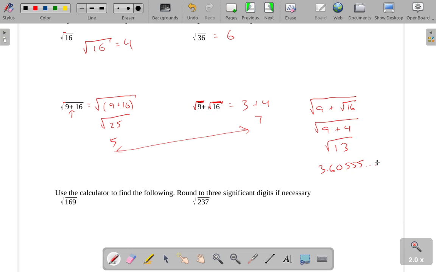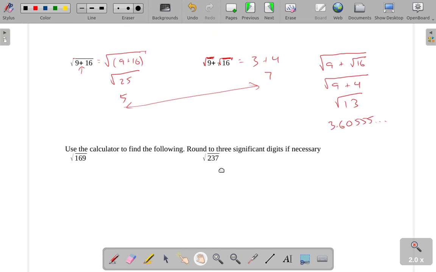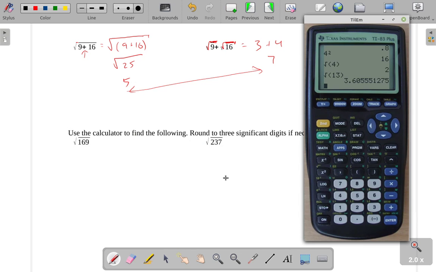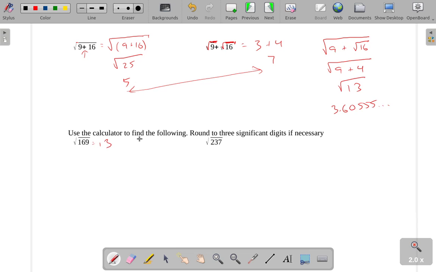So it's not a very nice number to work with, but we can still use the calculator to approximate that number. Something like the square root of 169, you might not know that one right offhand, so you might need to go to your calculator and ask it. I'm going to go ahead and do the square root of 169, press enter, and you can see that gives me 13.